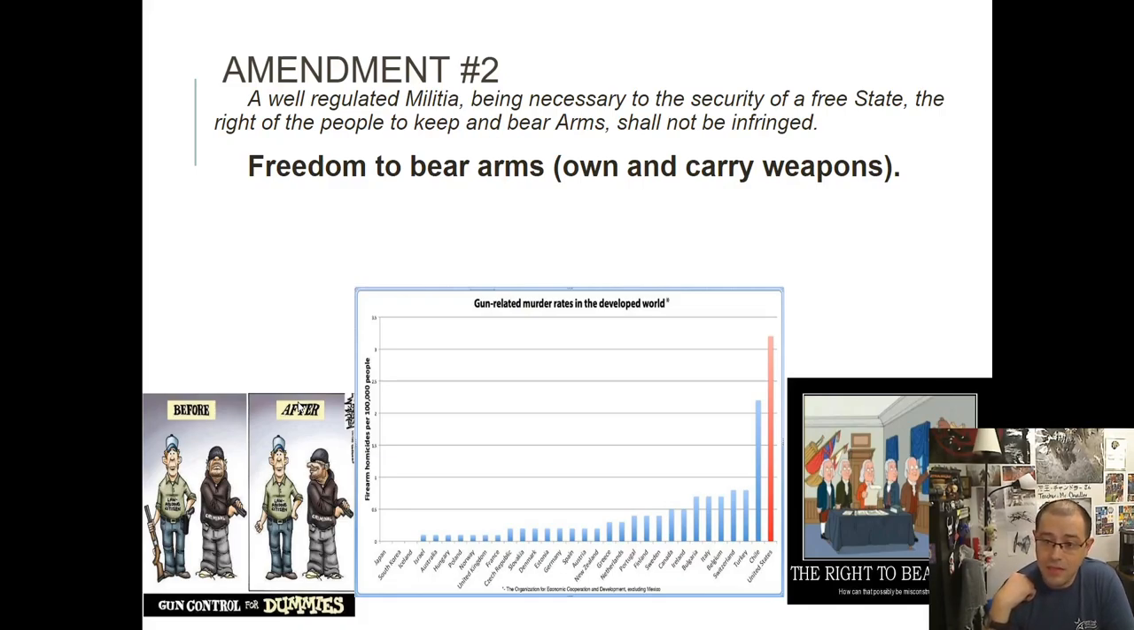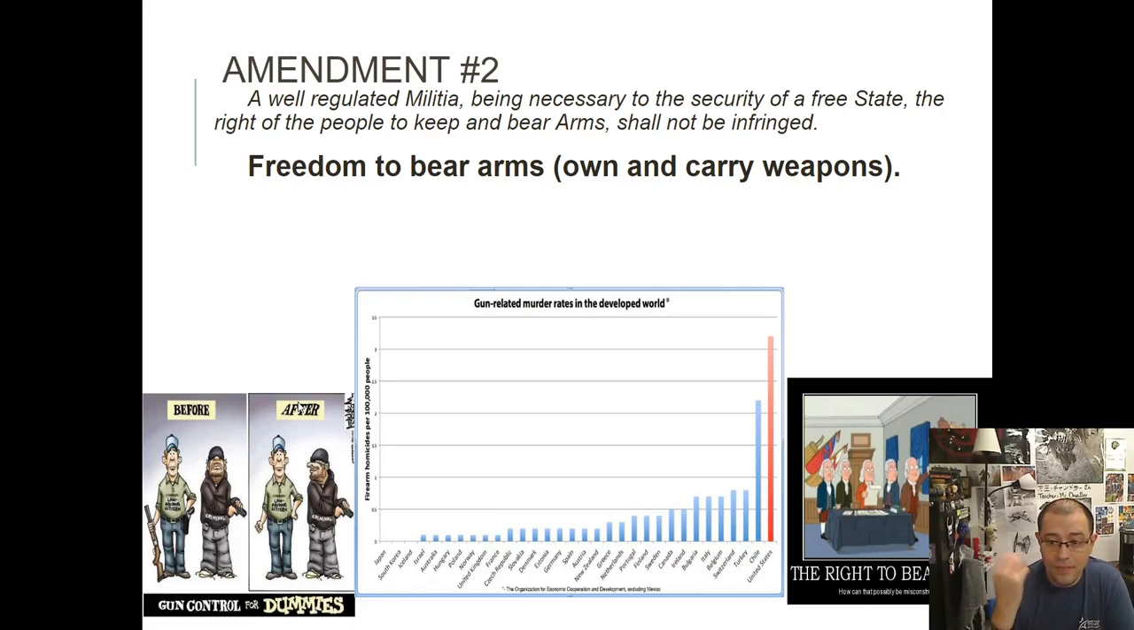And in that same note, it doesn't say what arms are. Could arms be guns? Sure. Could they be swords? Certainly. They probably, obviously, meant guns, but they didn't foresee rocket-propelled grenade launchers. Should I be able to have an RPG?